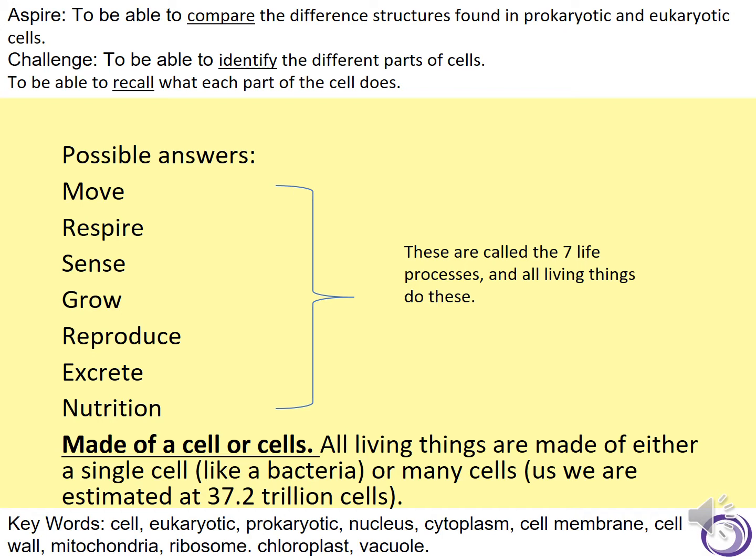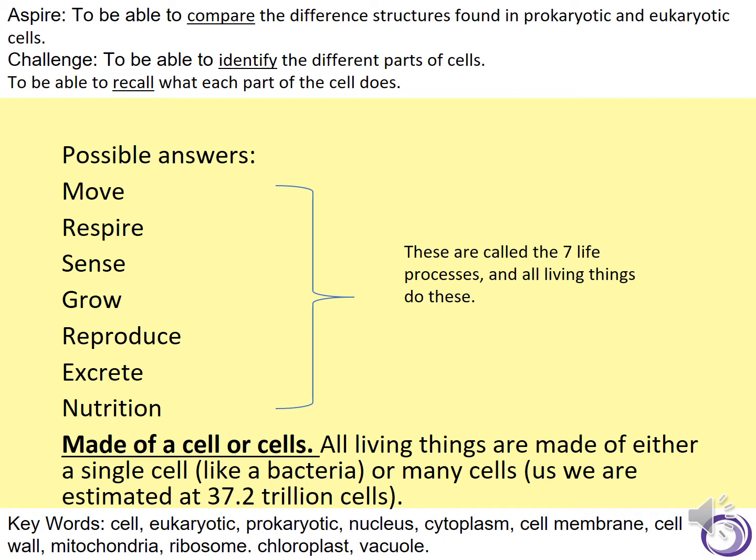First of all, living things must do all 7 of these life processes, and if you look at the first letter of those, you'll see that you can make Mrs Gren out of those. So all living things, you may have said on that picture, could move or respire or sense, grow, reproduce, excrete, and some form of nutrition.